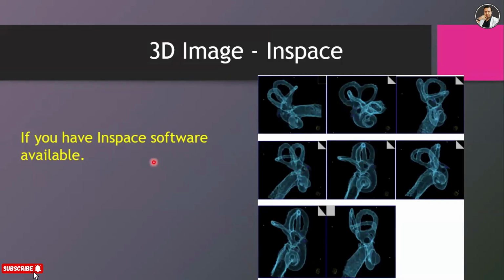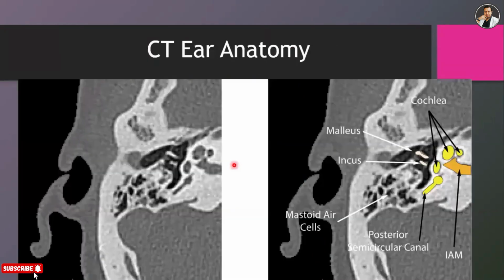This film is not clear. Here we can see the cochlea. These are the cochlea and the bones. The small bones of the ear are the malleus and incus. This is the mastoid air cell. This is the internal auditory meatus.